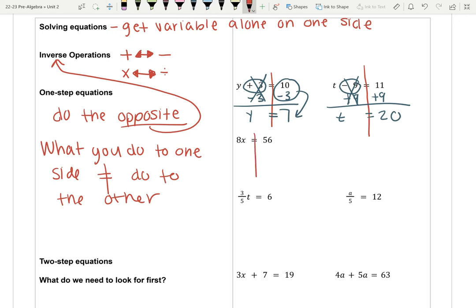So on this one here, 8x. Remember, 8x is really 8 times x. The opposite of multiplication is division, so I'm going to divide both sides by 8. And we show division just by making a line instead of having to write out the division symbol. So then I'm left with x on this side, because these are going to cancel, equals 7. So I did this math here to get this, and then I did this here to get this.